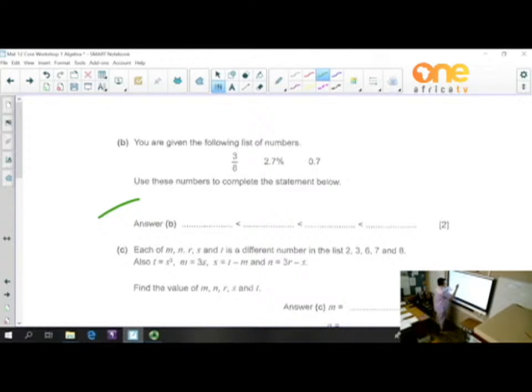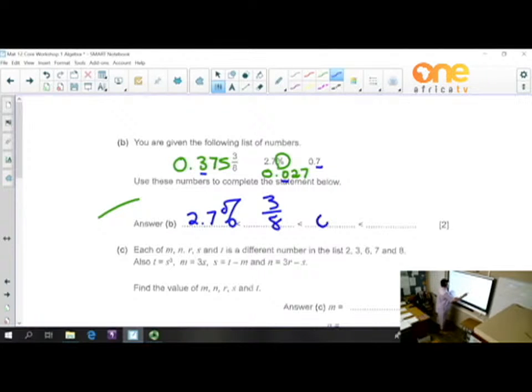So 3 over 8 is 0.375. I just press my calculator, 3 divide by 8. This one is divide by 100, remember? So this is 0.027, and that one is then given as a decimal. Now, which one is the smallest? So what we do is we look at that first decimal place, and then you can see this one is the smallest one. So it's 2.7%. And then we look at the next one, which is obviously this one, 3 over 8, and then 0.7. So that is the answer there.